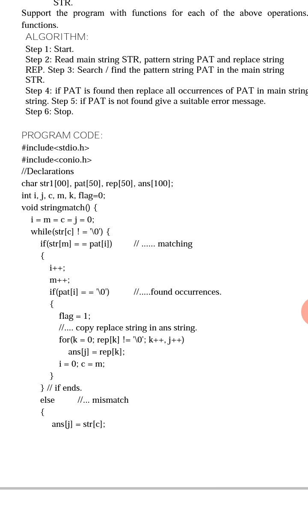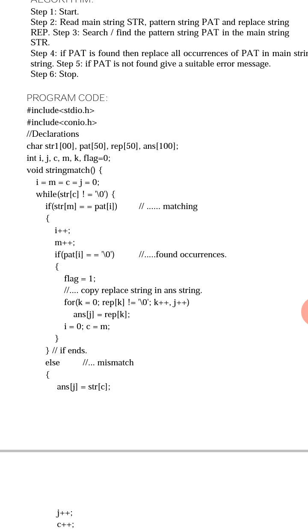As we know, we need four arrays: one to hold the main string, the next one to hold the pattern, the third to hold the replacing pattern, and the fourth array to return after replacing all patterns with replacing strings. Whatever final string you get will be stored in answer.